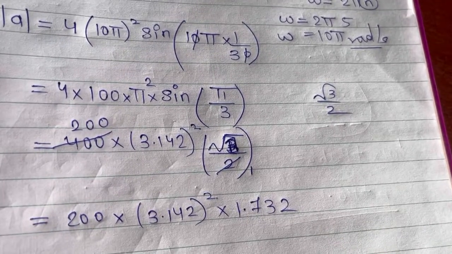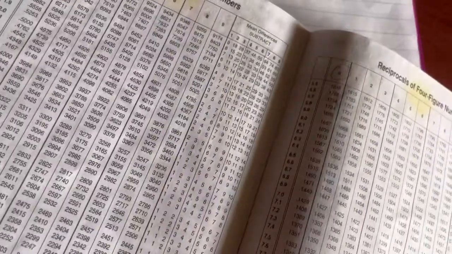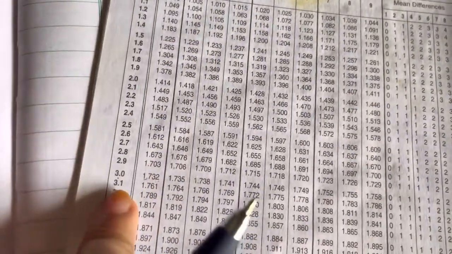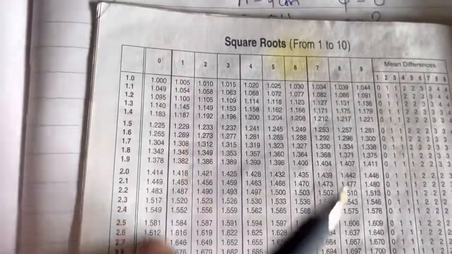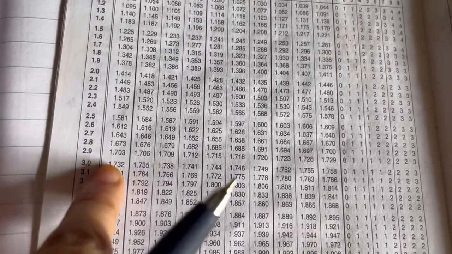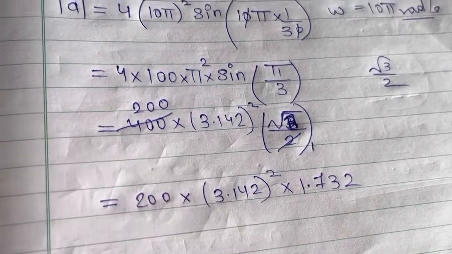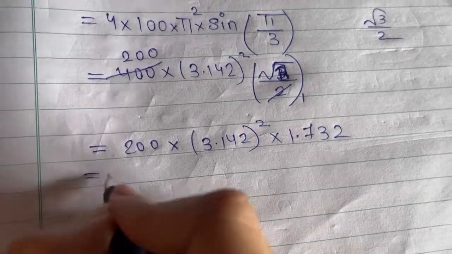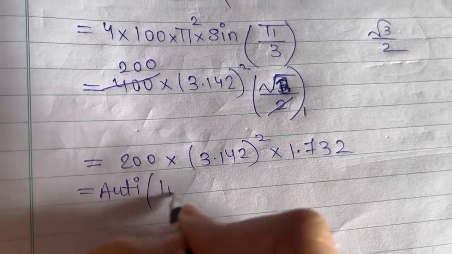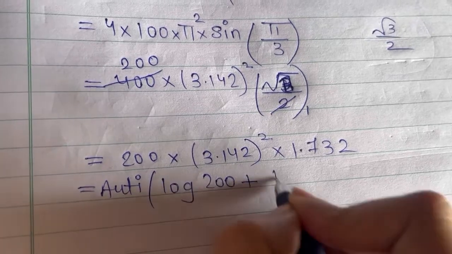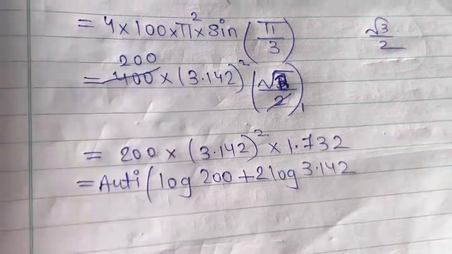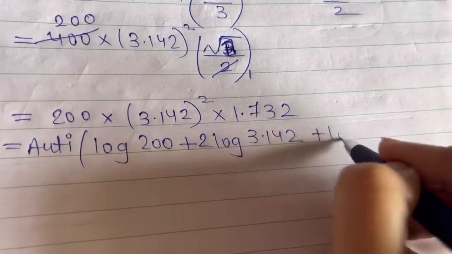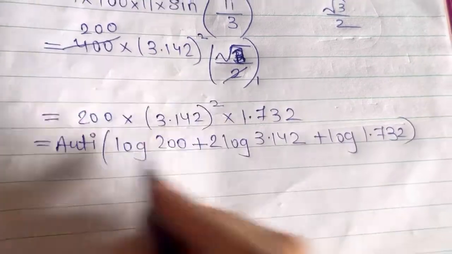You will have to see the value of square root 3 in your logbook. You need the square root of 3, so 3.0 is also equal to 3. So 3.0, see it is in the column of 0. It is 1.732, so I have taken that value. Now you can apply log. You will write antilog first, then log of 200 plus log of 3.142, and since it is in power 2, you will take 2 ahead of log, plus log of 1.732.